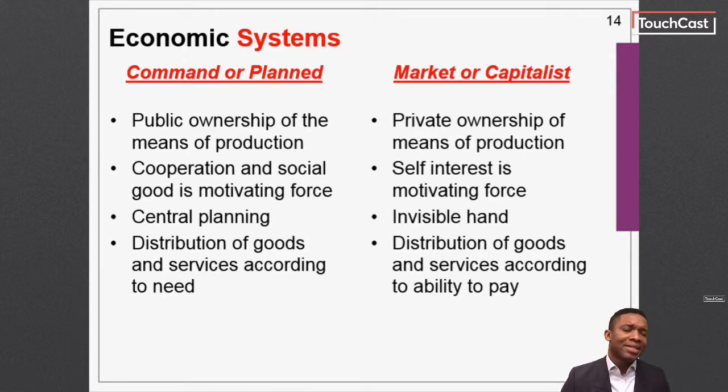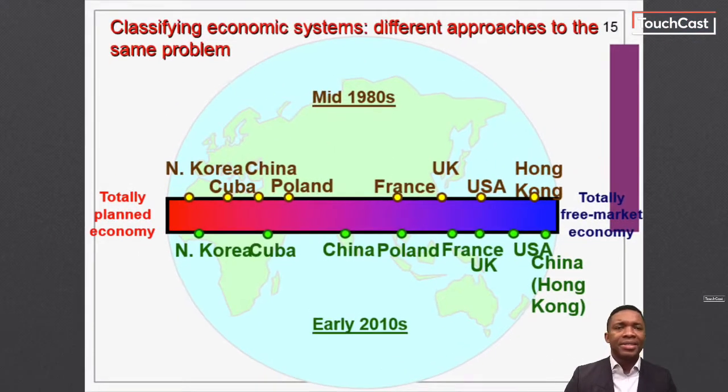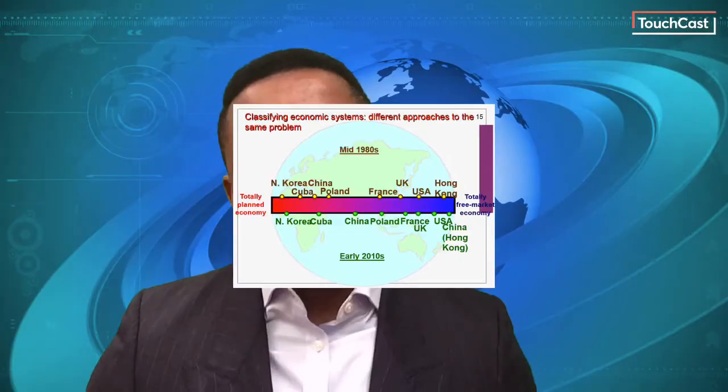Here, self-interest is seen as a motivating force, while exchange is governed by the invisible hand of demand and supply. Countries like France, the UK, the USA are examples of market economies, while Cuba and North Korea fall under the brackets of planned economies.